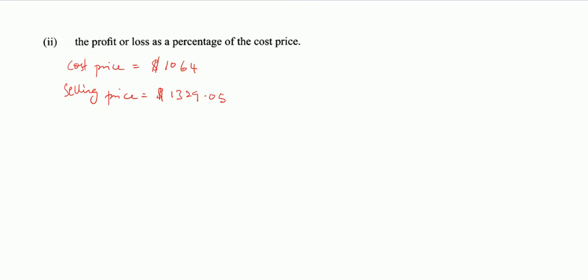So therefore he made a profit, right? Paul made a profit. So the profit, right? So the profit will be equal to $1,329.05 minus $1,064. And that will give us $265.05. So that is the profit, right?